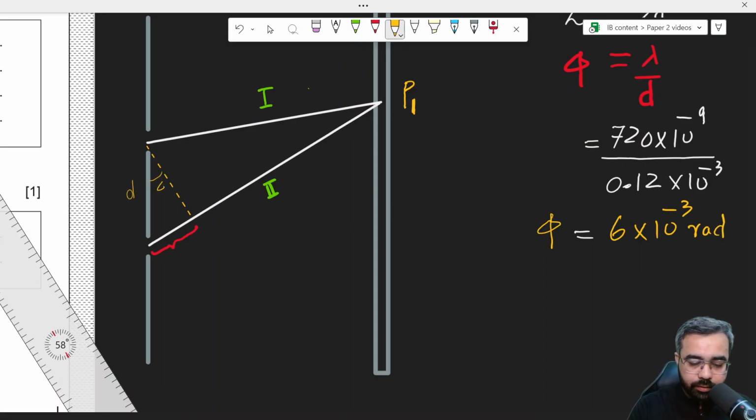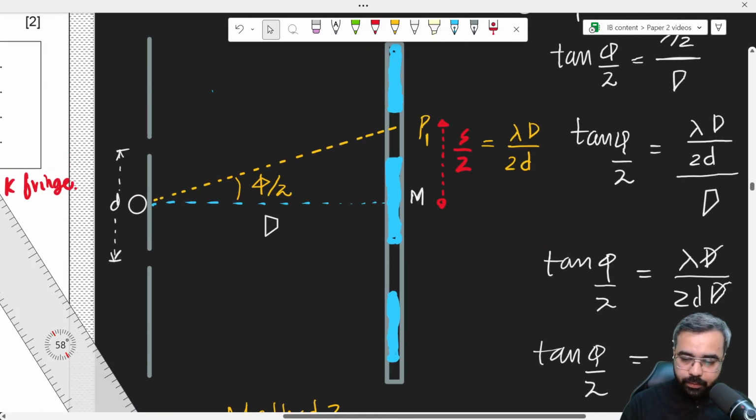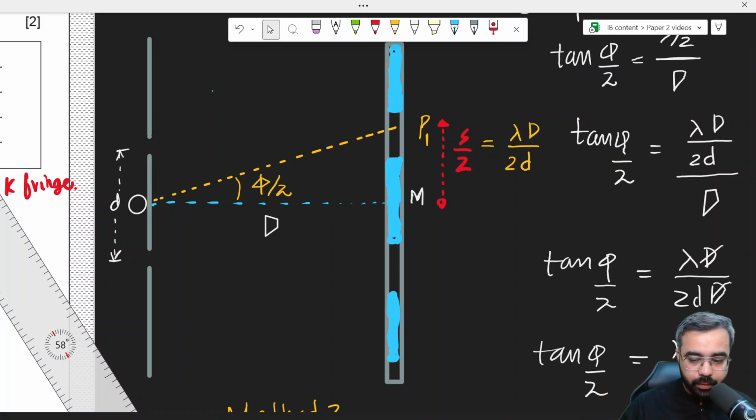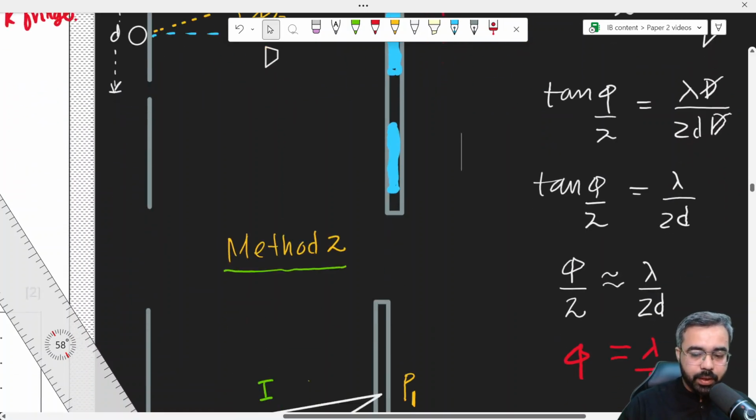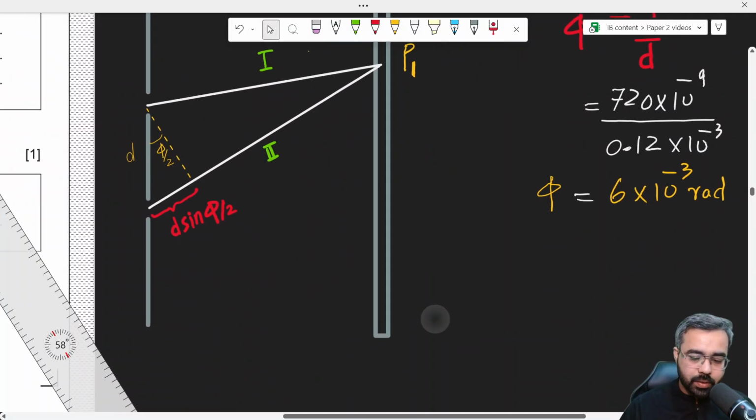This is the angle phi over 2, the same angle, and this additional path is always d sine of the angle. Why am I saying it should be phi over 2? Because if you remember the diagram that we have drawn before, you see clearly the angle is phi over 2, so the same angle will be formed in that triangle. You can prove it geometrically, but it's not needed right now.